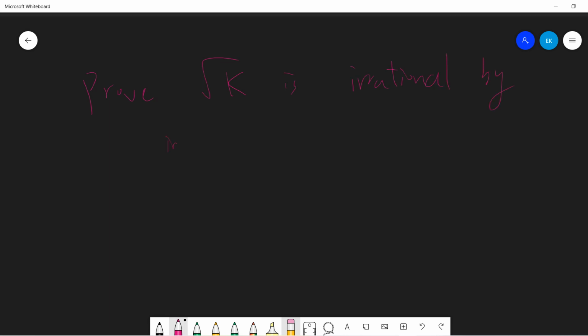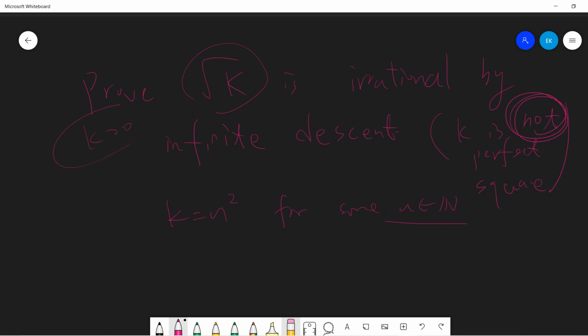Irrational by infinite descent. What I want to say is that k is not a perfect square. Perfect square means that k is u squared for some u, which is an integer. By the way, k is some positive integer, so k is a positive integer which is not a perfect square, and we will prove it is irrational.